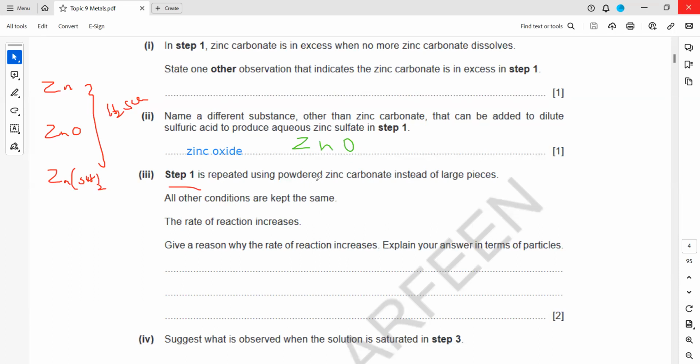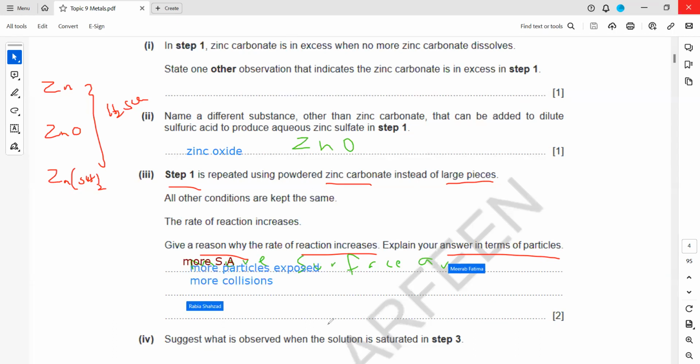Step 1 is repeated using powdered zinc carbonate instead of large pieces. Give a reason why the rate of reaction increases and explain your answer in terms of the particles. So what will happen if you use a powder? It will have a large surface area, because small particle size will have a large surface area. So large surface area increases the rate of collision. Good. So there will be more collisions, or it will increase the collision frequency.